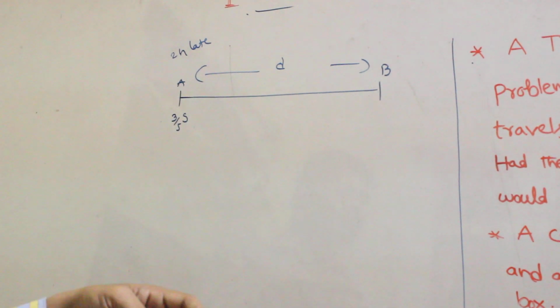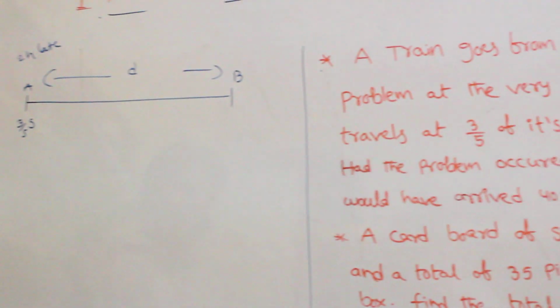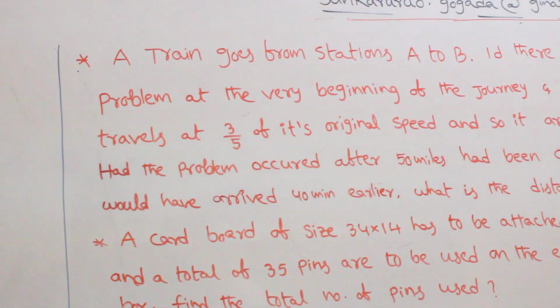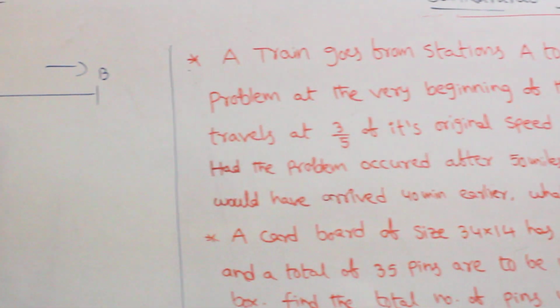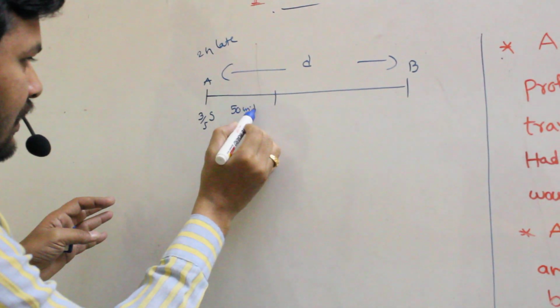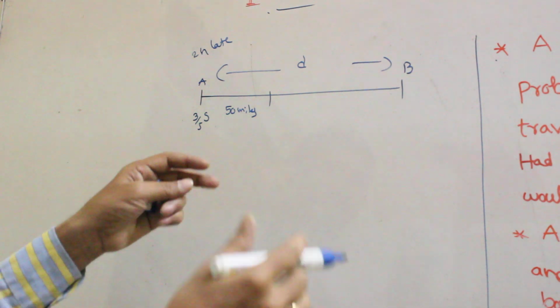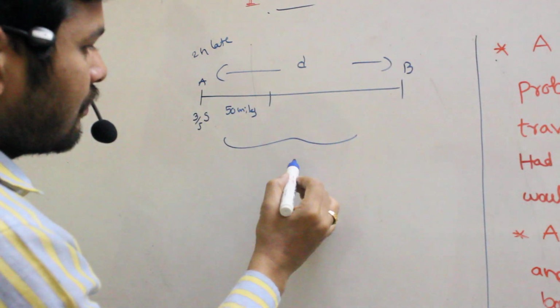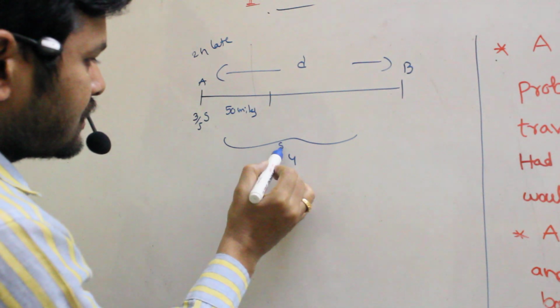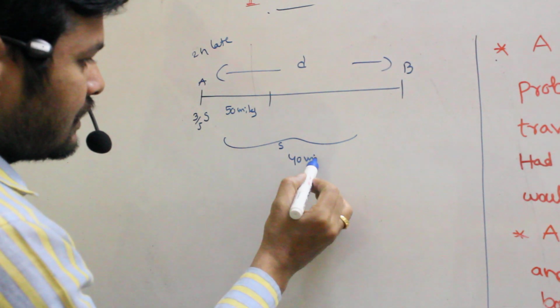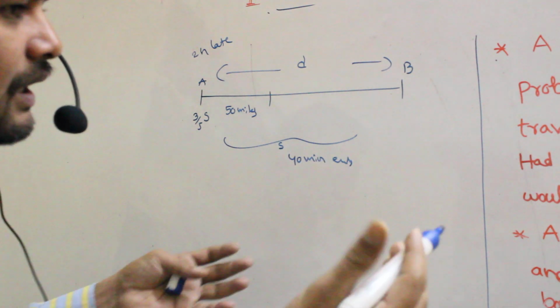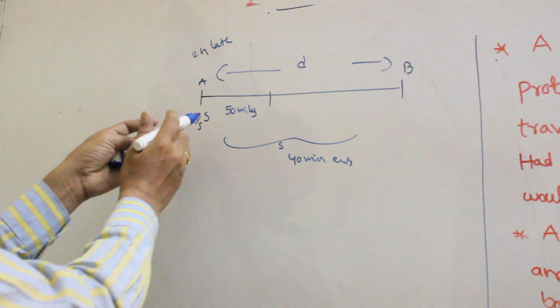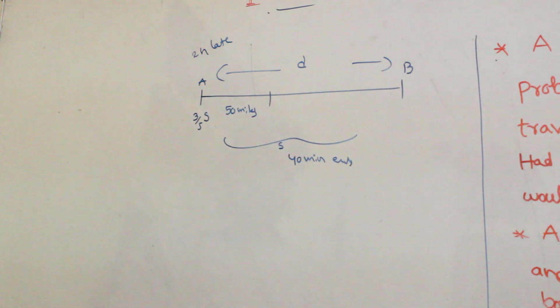After the technical problem occurs, next, after 50 miles, the actual speed will be going on. That's why 40 minutes is the early. But our requirement is, what is the distance from A to B?